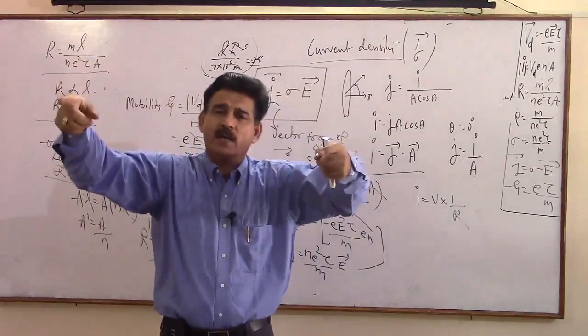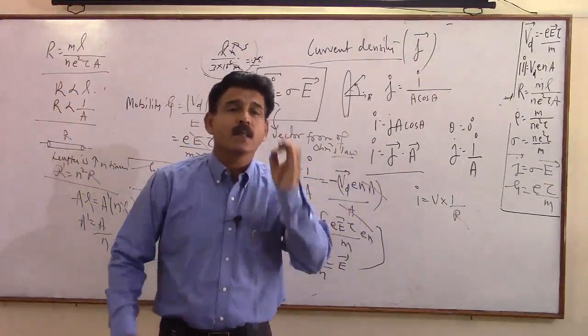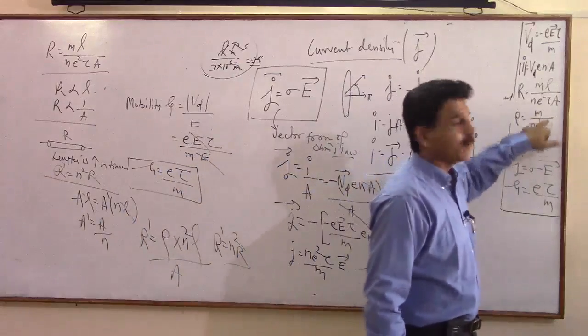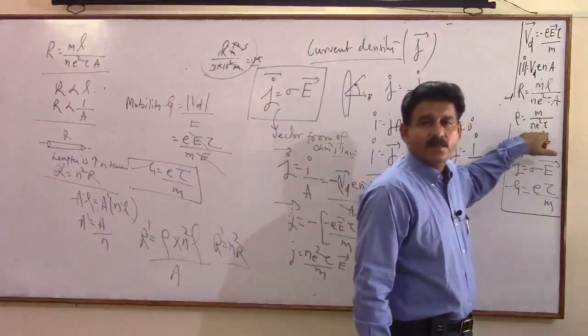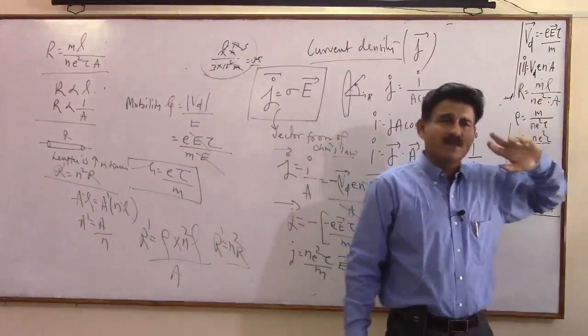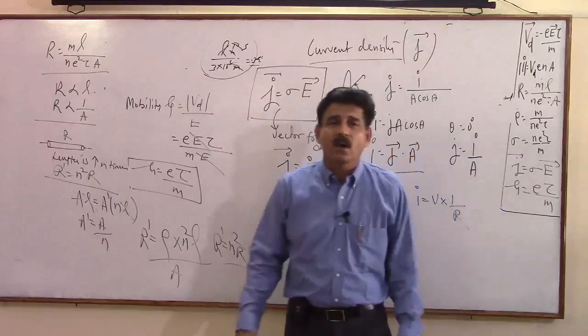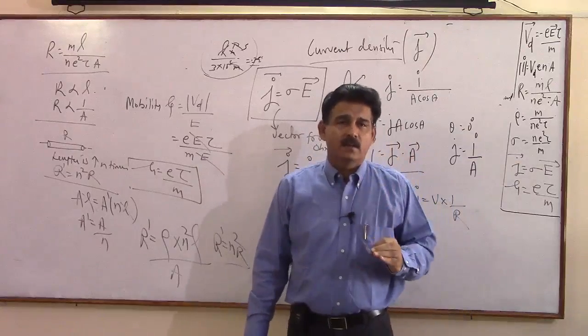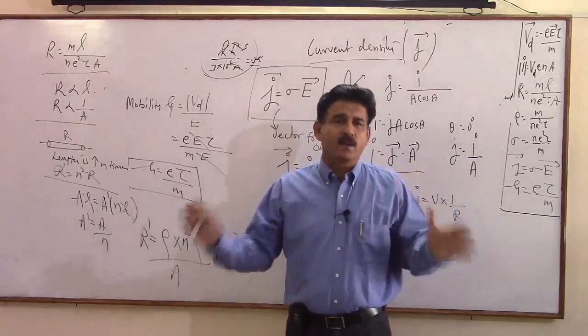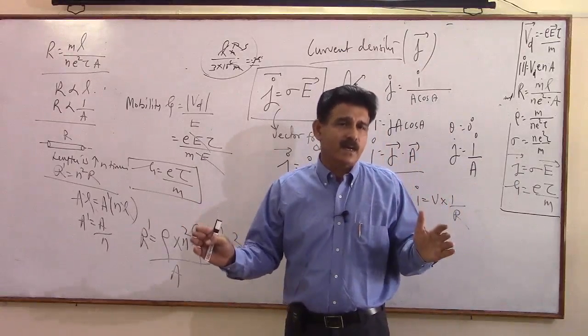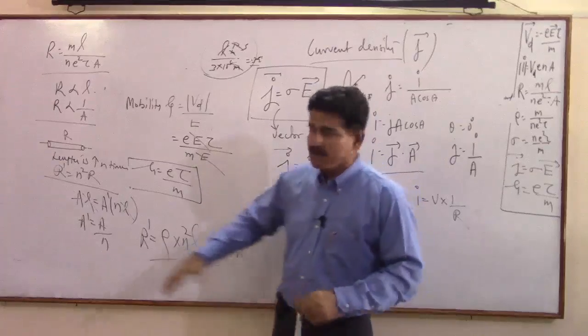Resistance will become N square, but the resistivity will not change. Why? Because the resistivity does not depend on physical dimensions. It depends on temperature. It depends on other factors, but it does not depend on length and area. You take a 1 meter wire or 1 kilometer wire of something, the resistivity is not a function of length and area. Okay, so that is the first thing.